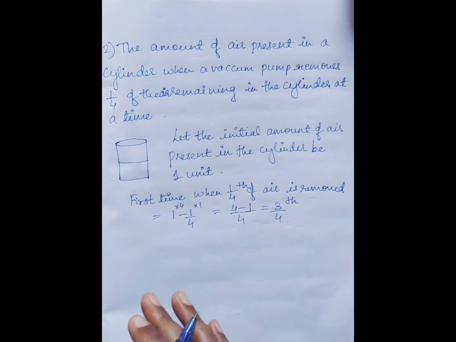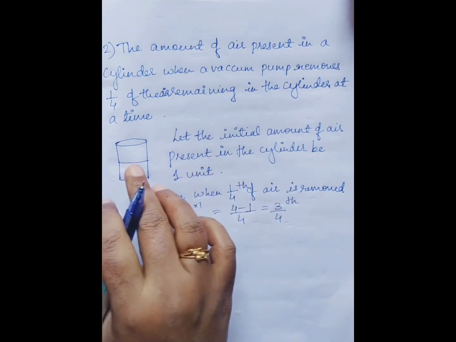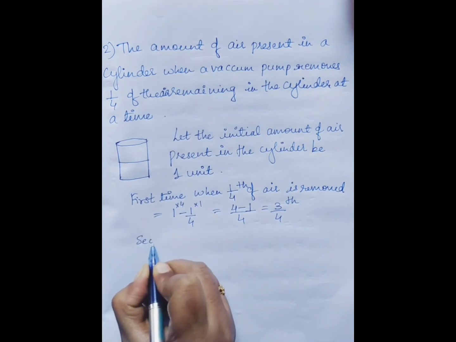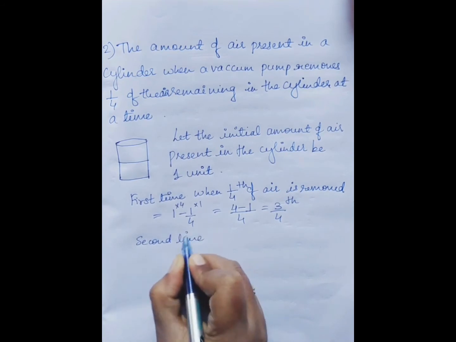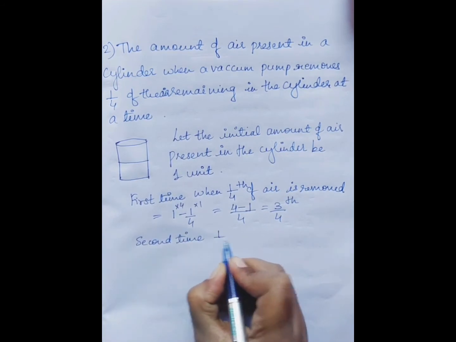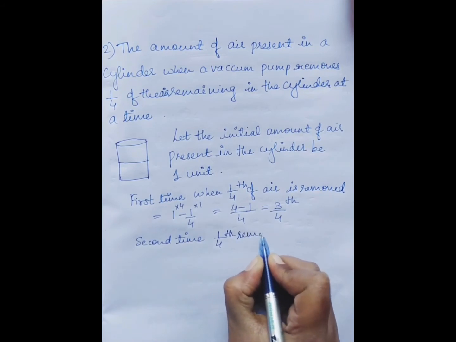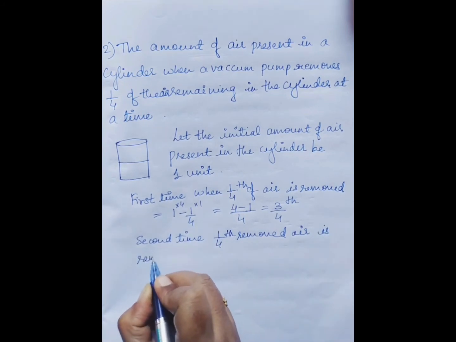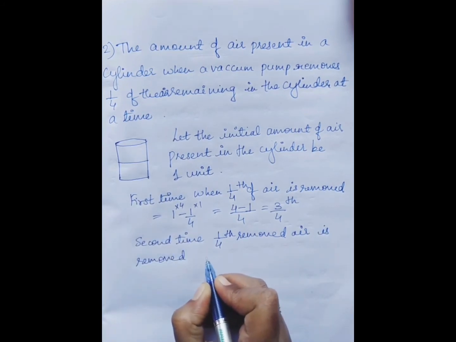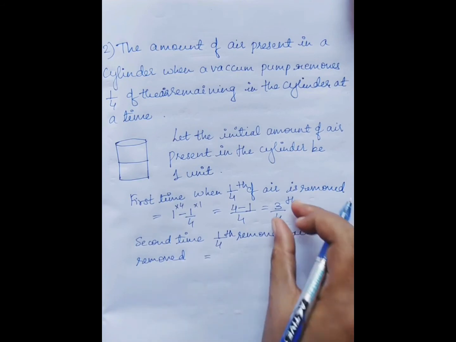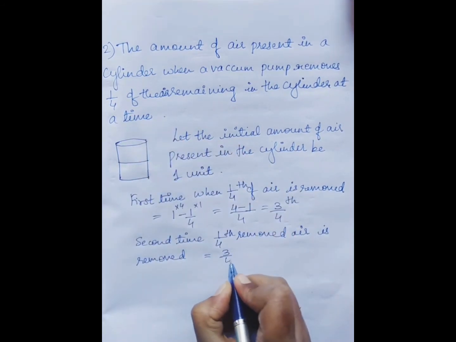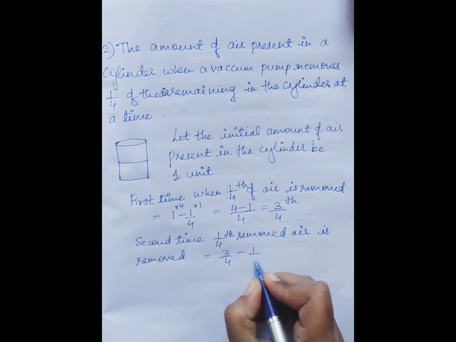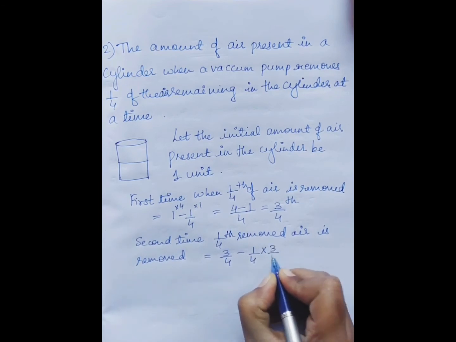Okay. Now next we have to find out, if 1/4 of air is removed from the remaining 3/4 in the cylinder, how much air is remaining. Okay. So let me write it for the second time, when again 1/4 of air is removed. So how much are you going to get? See, now remaining air is how much? 3/4. And from this 3/4 we are going to remove 1/4.